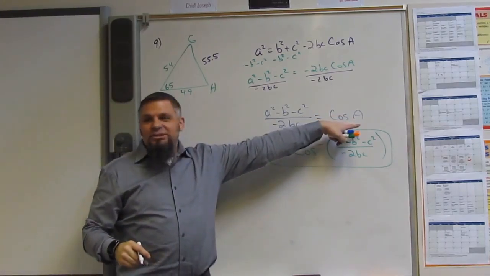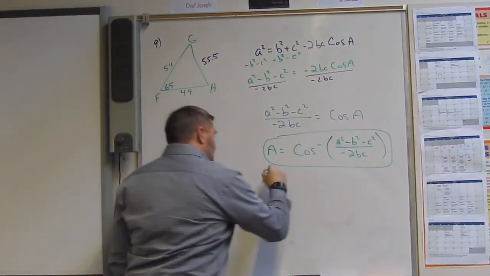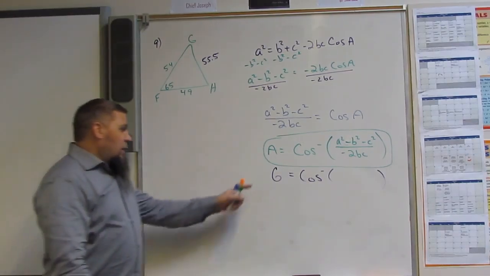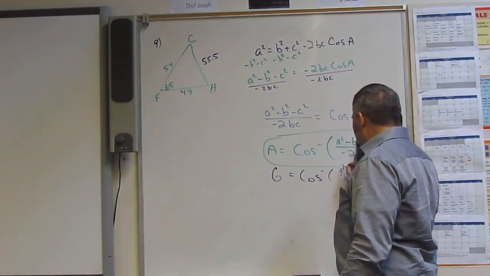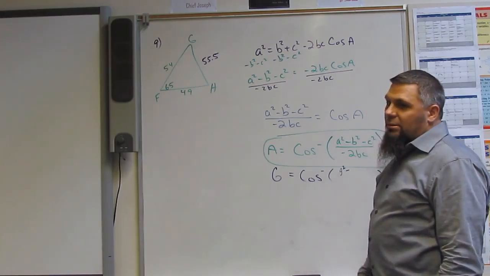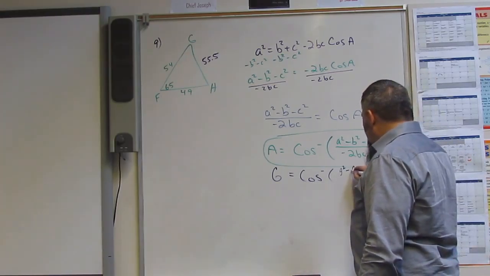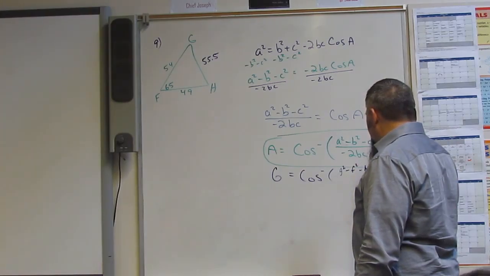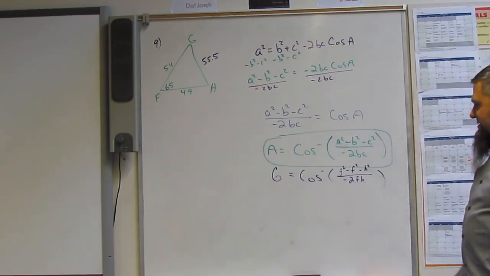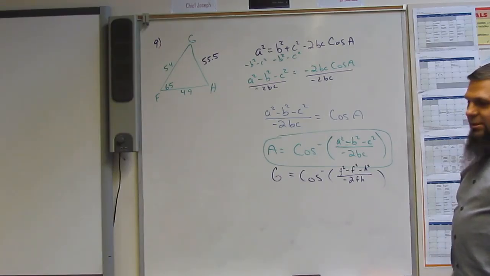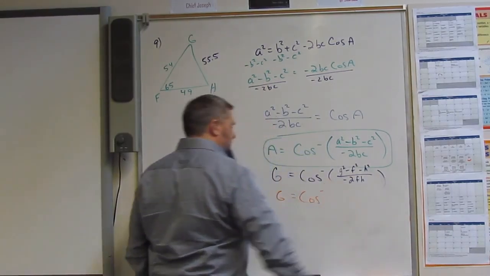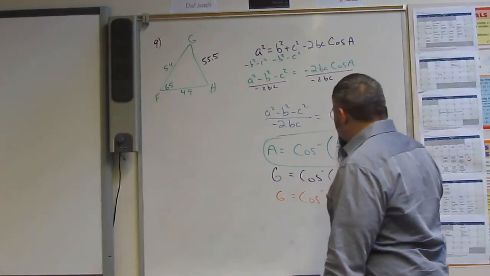So, I'm going to change this to G. Cosine G. G is equal to cosine inverse of what? Little g squared minus f squared minus h squared, right? Divided by negative 2 fh. Is that simple? That's simple. That's easy. Okay? So now we just plug them in. G is equal to the cosine inverse of little g.